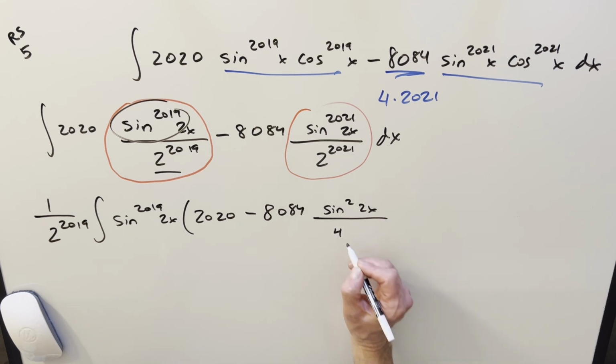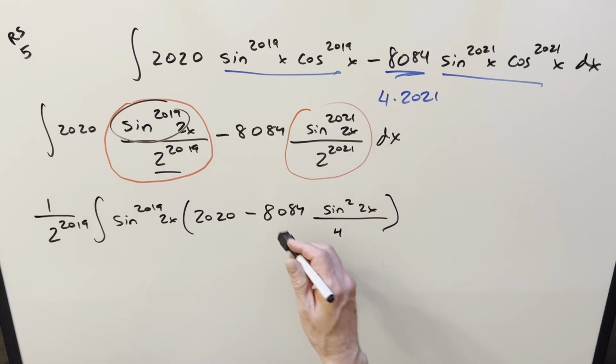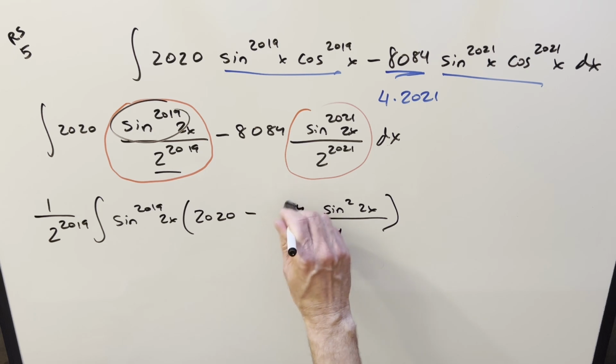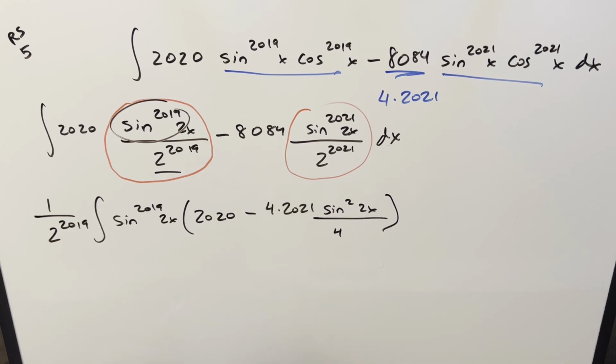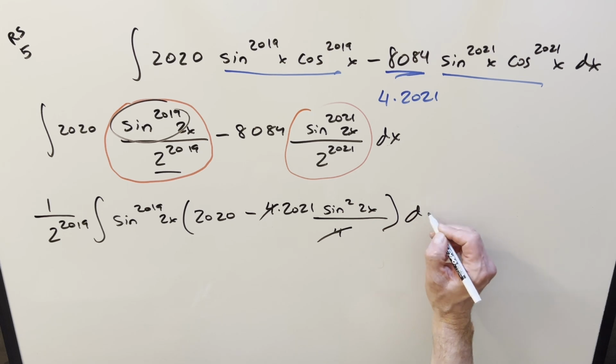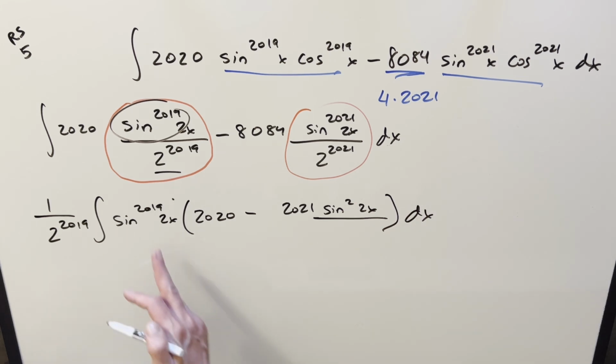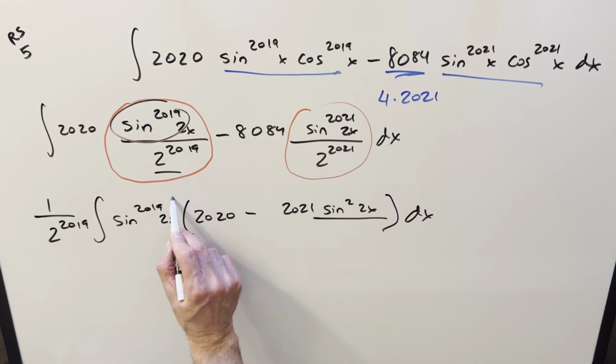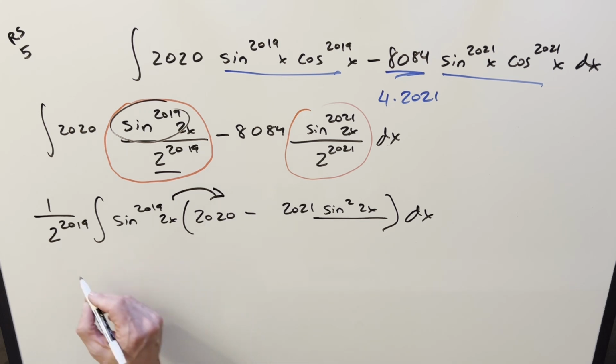I'm just going to write this as a 4 right now. But then I can go back to what we have right there. 8084 is 4 times 2021. Then I can cancel out the 4's right here. And don't forget a dx on the end. And sorry, I don't think I wanted to factor that. I'm going to do the most inefficient step and multiply it right back in. Sorry about that. I will break this up into 2 integrals.